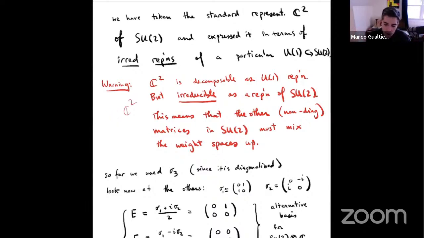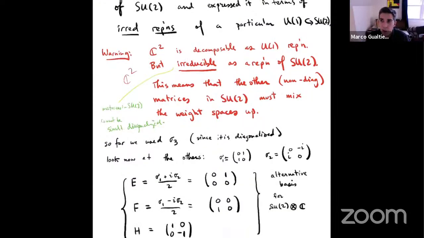Okay, so it is irreducible, and the reason it's irreducible is because the matrices in SU2 cannot be simultaneously diagonalized. Because if they could, then they would all commute, but they don't all commute. So therefore it's impossible.